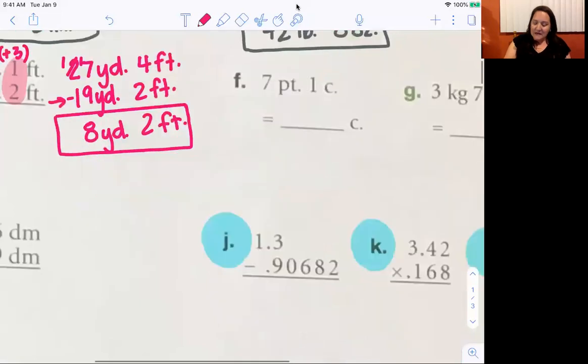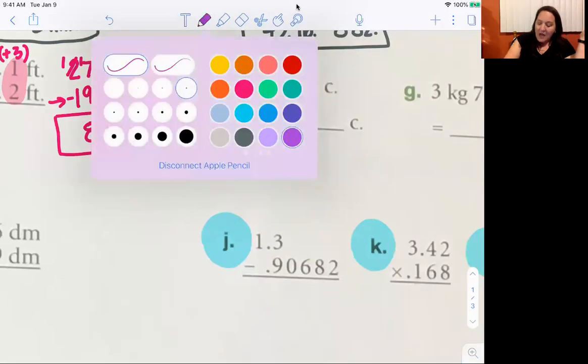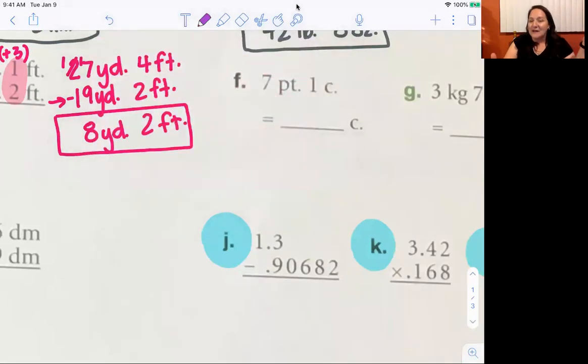Okay, now letter F is something where I'm going to rewrite it in a different color for you. We've seen it like this. Now it's written a little bit funny, right? Usually we see it like this. 7 pints, 1 cup equals how many cups? If you need to, just rewrite it the way you've seen it. This one's kind of like a vertical and we're used to seeing it horizontal. And sometimes that can throw us off, but let's not let it.